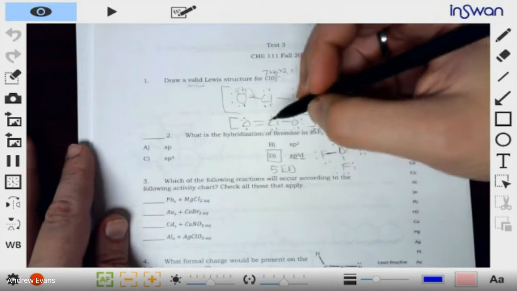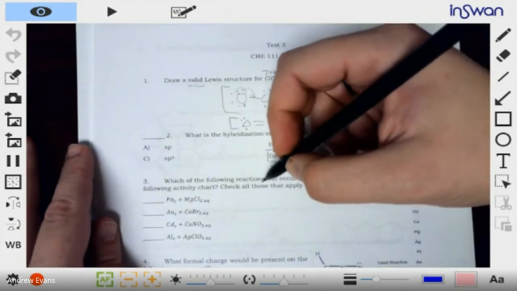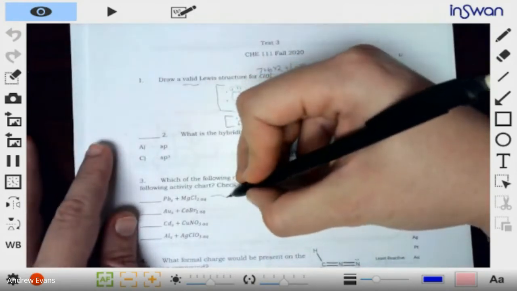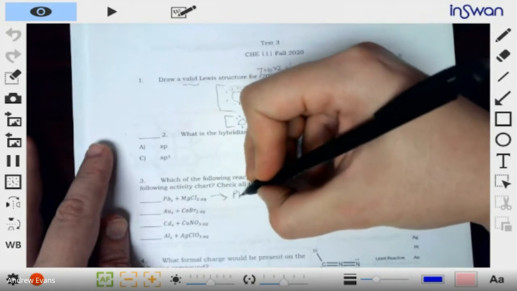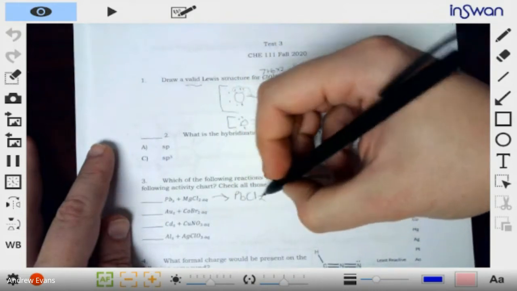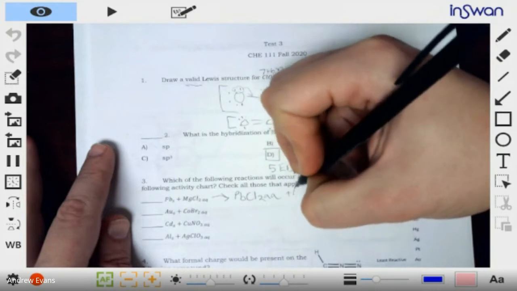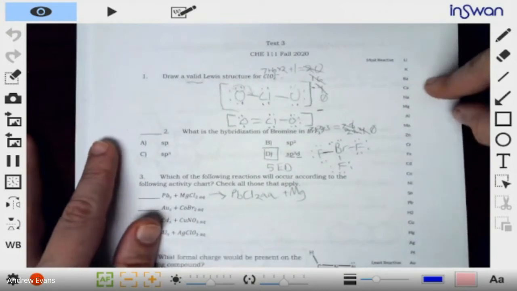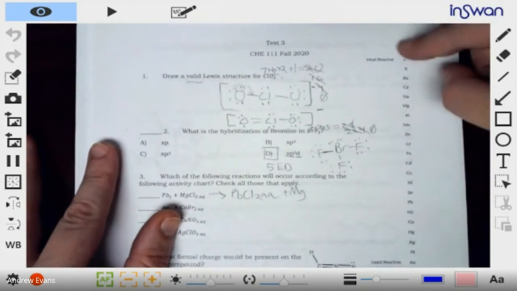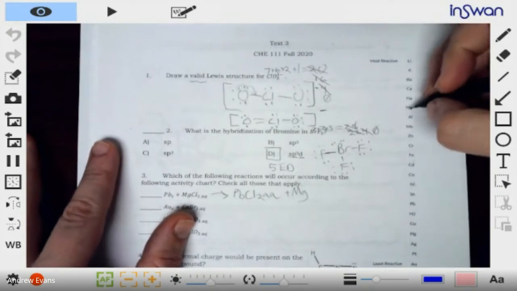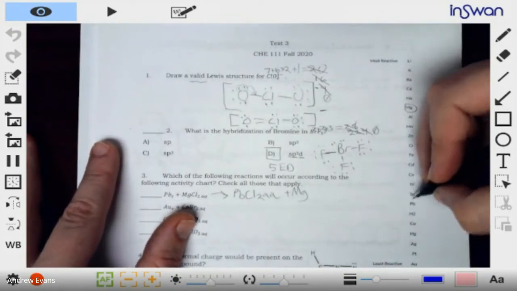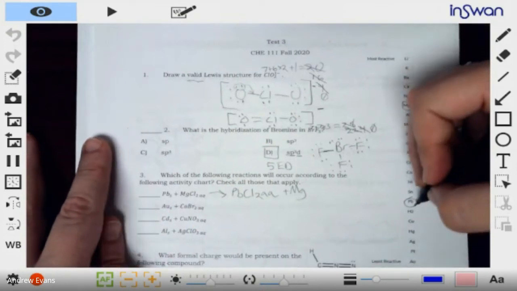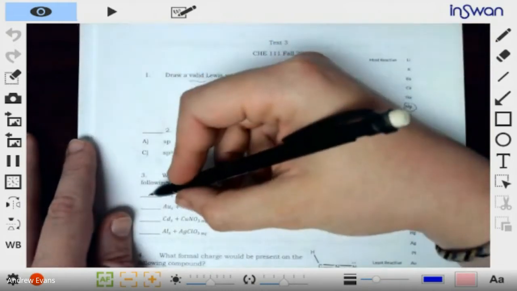Now here, we need to check the activity chart. We need to see which metal will replace which metal in solution. So you should have a reaction that looks like this if it were to occur. But the rule is every metal that's higher on this activity chart will react with and replace any metal that is lower on this activity chart. We have magnesium right here and lead right here. The question is, is lead higher than magnesium? No. So the answer is no.